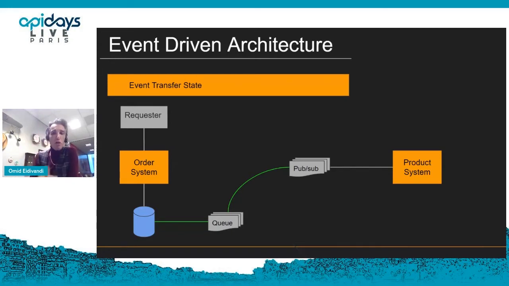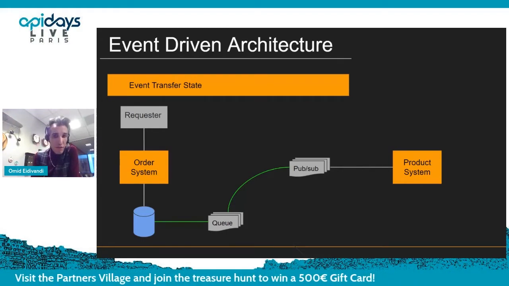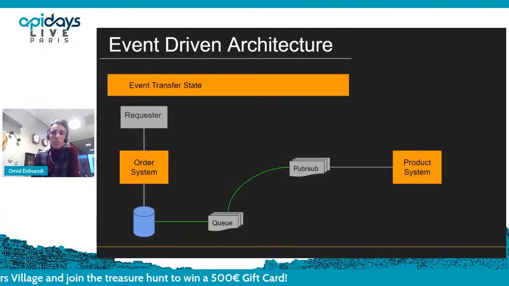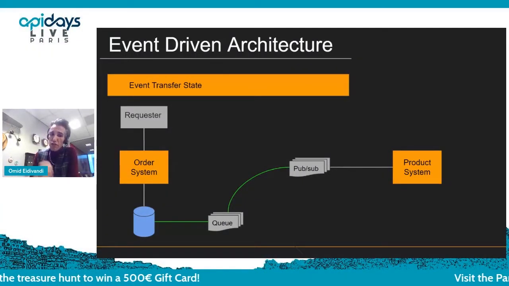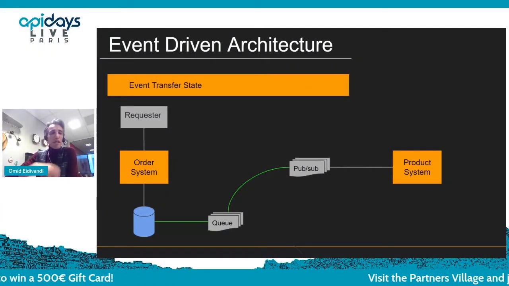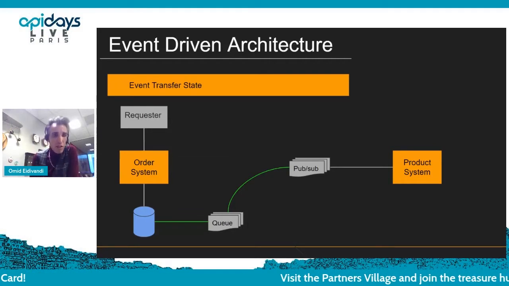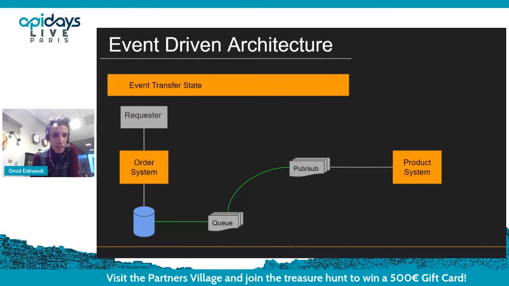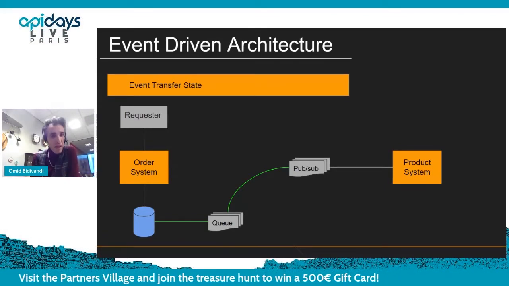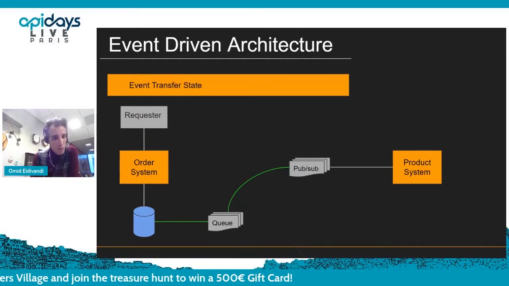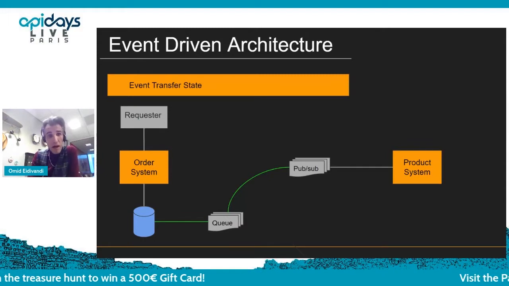The product system owns the broker, and as we explained, it is a loosely coupled dependency. The order system is the owner of a queue and subscribes to the public subscribe broker of the product system, and it will fetch the events, process them, transform them, and save them to its local database. So it doesn't need to call the product system. It just needs to look at its local database.